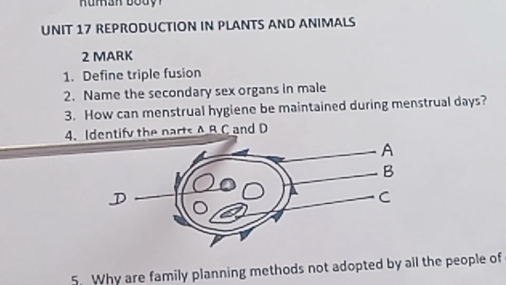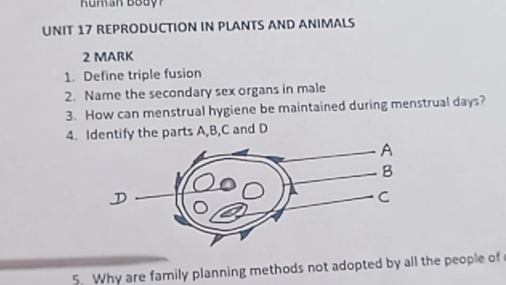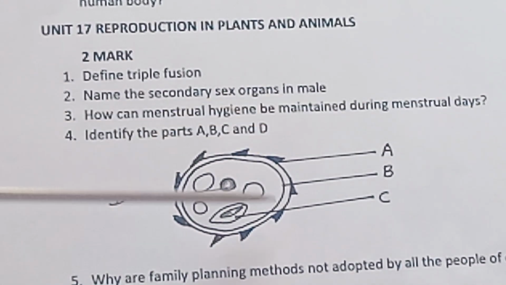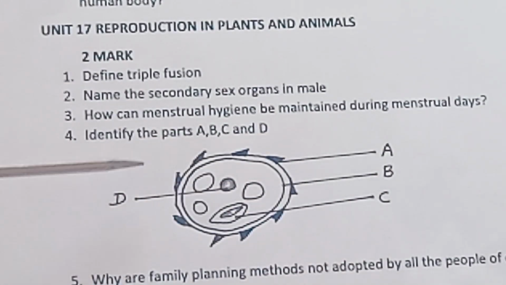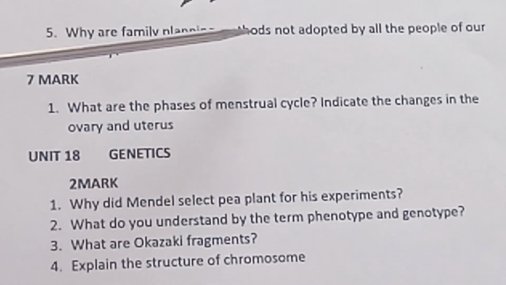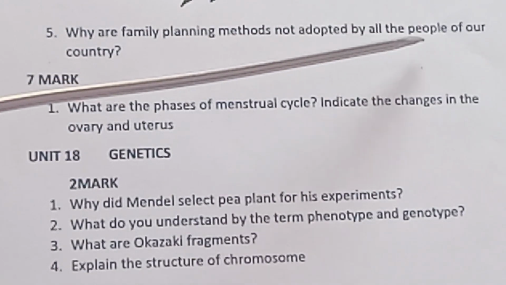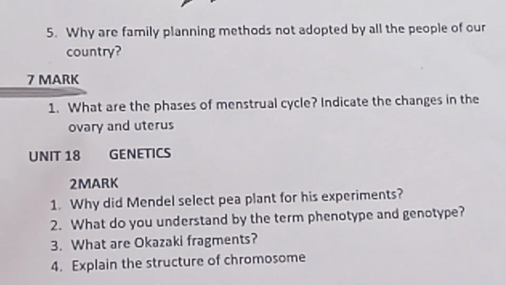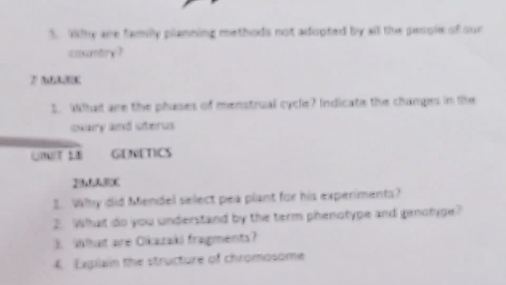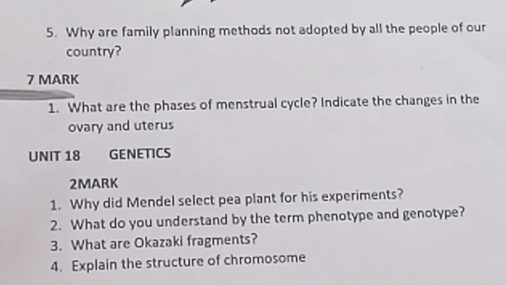Identify the parts A, B, C and D. This diagram is very, very important. Draw this diagram and label A, B, C, D in it. Fifth one, why are family planning methods not adopted by all the people of our country? 7 mark. What are the phases of the menstrual cycle? Indicate the changes in the ovary and uterus. Very, very important, 7 mark.